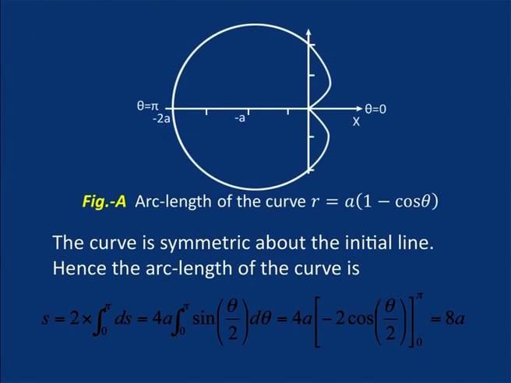So, it is symmetrical with respect to the initial line. Hence, we double our arc length using the formula s is equal to 2 times the integral from 0 to pi of ds, that is equal to 4a times the integral from 0 to pi of sin(theta by 2) d theta, which on simplification gives us 8a. So, the total arc length of the cardioid is 8a.